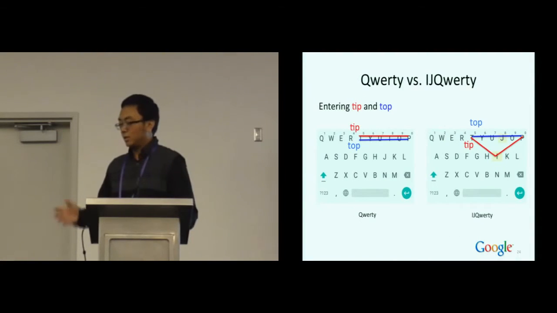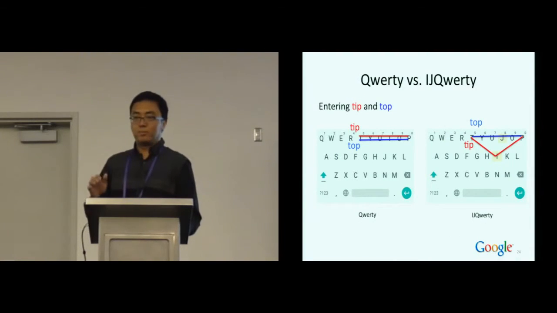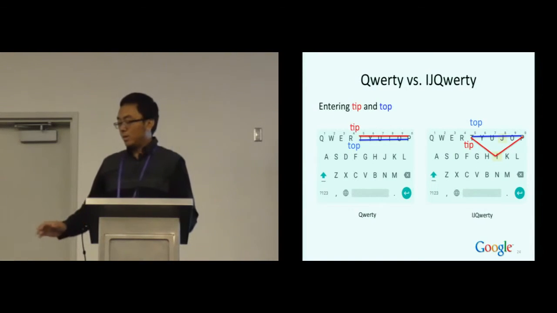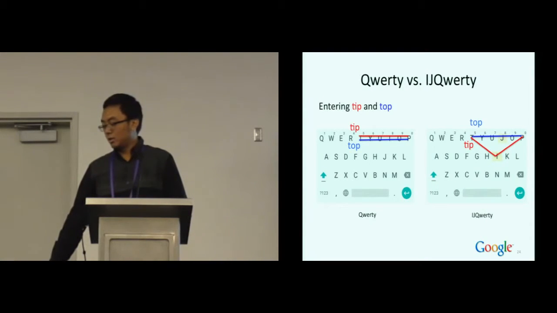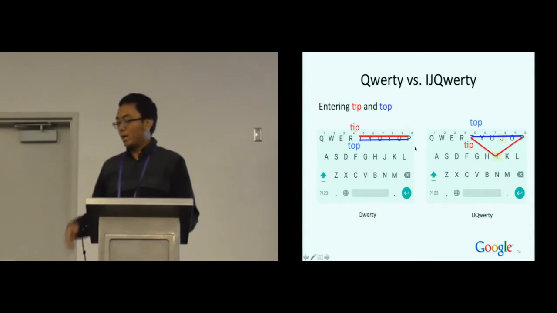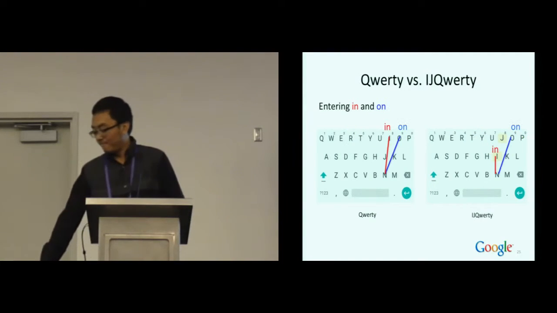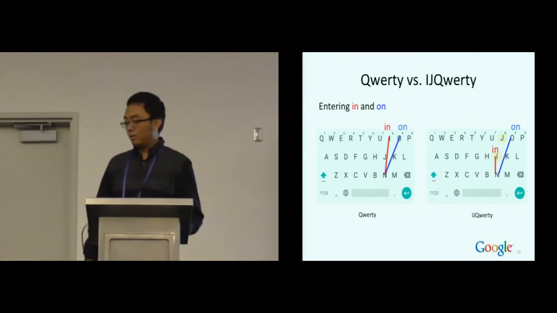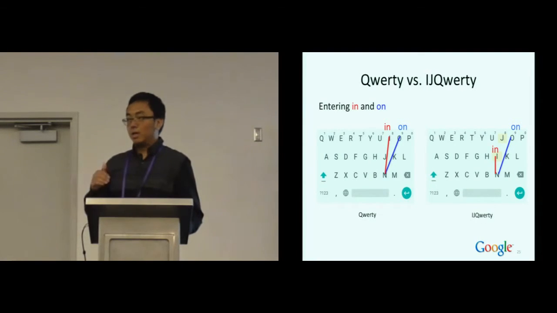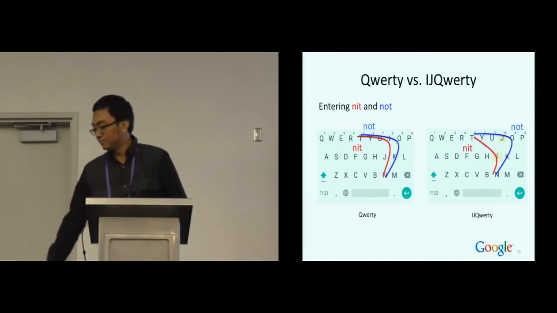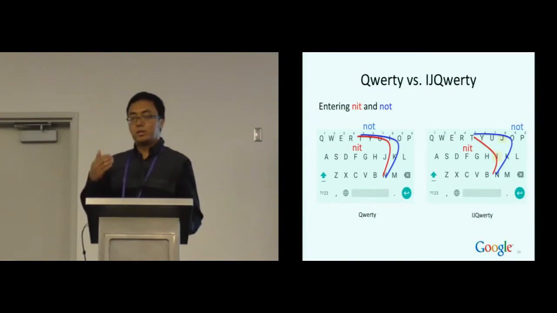Here are some words I showed at the beginning of the presentation: tip and hop. By simply moving letter I to the second row, these two traces are clearly different from each other. On Qwerty, they are identical. For the words in and on, you can see you have more separated traces on IJQwerty than on Qwerty. And these are the gesture traces for not and need. Clearly, they are more separated on IJQwerty, meaning that the decoder will be more likely to get it correct.